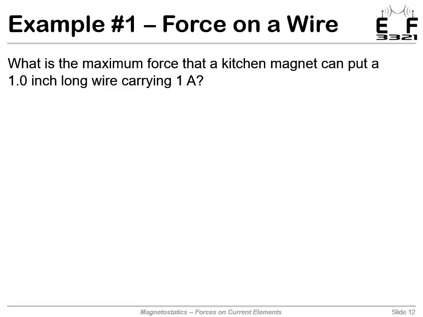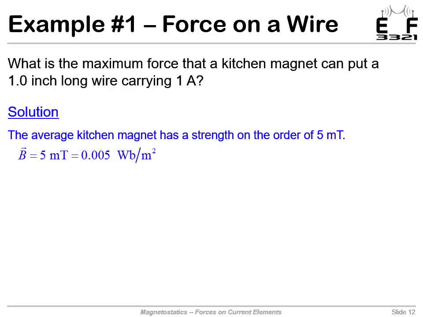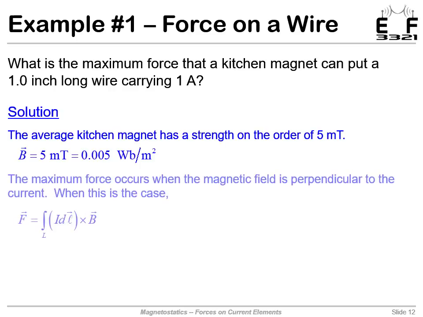Let's work a quick example to just get a feel for the numbers. So if we have a typical kitchen magnet, something that you have sticking to your refrigerator, and we put that up next to a wire that's 1 inch long and carrying 1 amp of current, which is pretty reasonable, what kind of force does that kitchen magnet put on that wire? First, we have to know what kind of magnetic field a kitchen magnet puts out. It turns out it's about 5 millitesla. Clearly this varies a bit depending on your kitchen magnet, but it's a good average number to use.